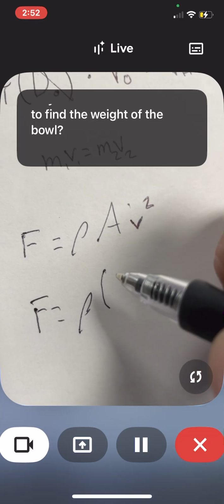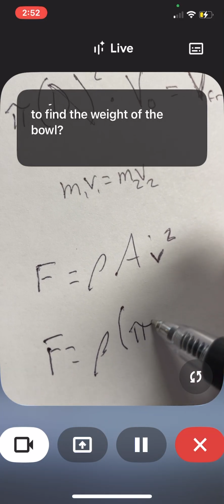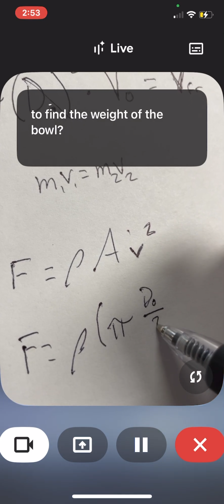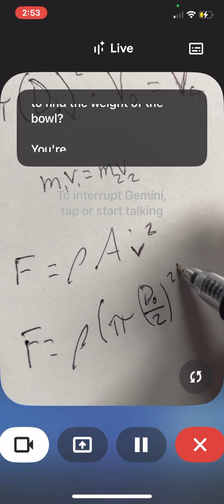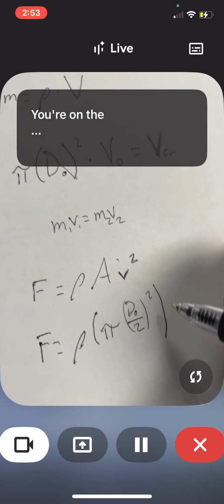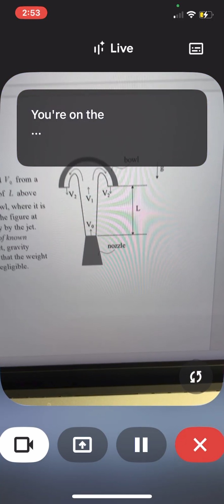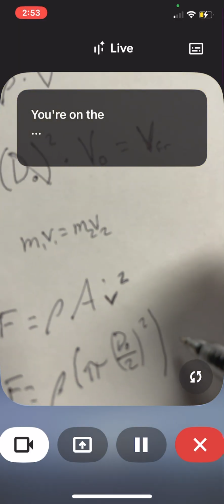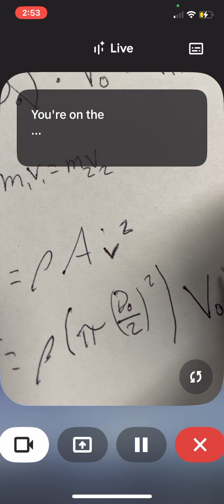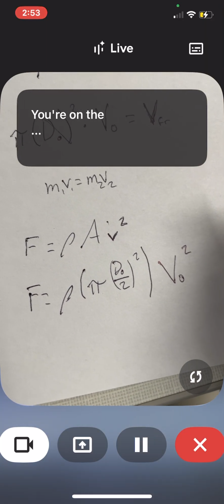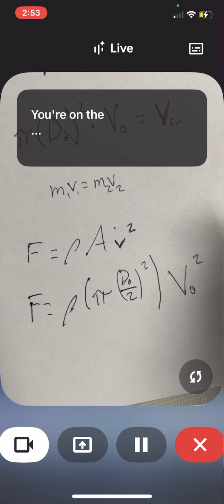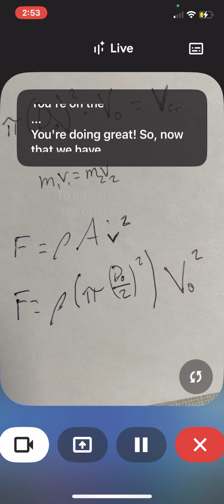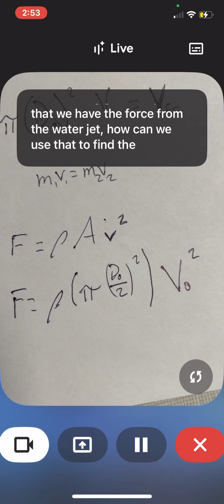The area is going to be pi r squared, so that's pi, and then r is going to be the diameter divided by 2, squared. And then the velocity is just this v naught, I guess, because it's coming out right there, so v naught squared. So where am I at so far? You're doing great. So now that we have the force from the water jet, how can we use that to find the weight of the bowl?